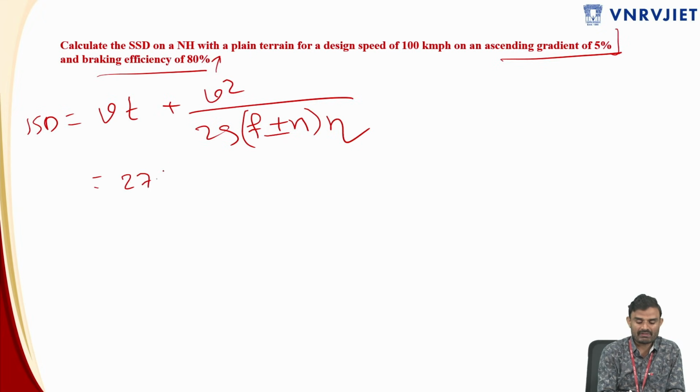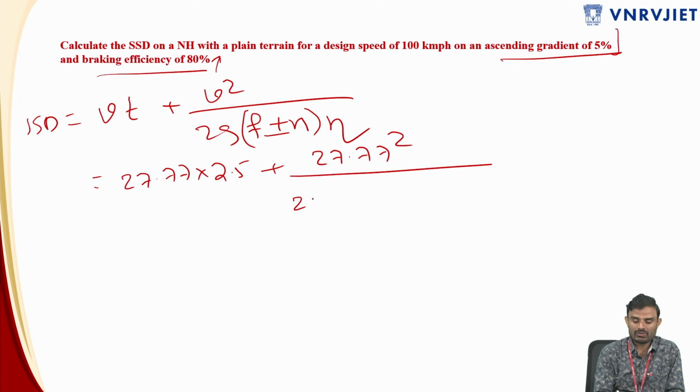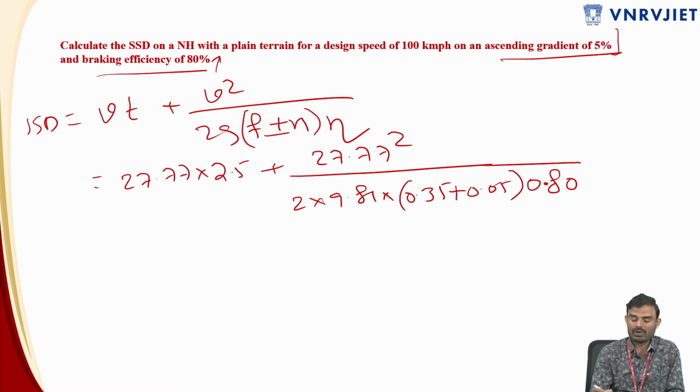So that is 27.77 into 2.5, plus V square, 27.77 whole square, divided by 2 into 9.81, multiplied by f, the same f value, 0.35. As it is an ascending gradient, it will be plus 0.05, whole multiplied by 0.8. This should be taken as 0.8. With that we get the value of stopping sight distance for the combination of both gradient and brake efficiency, which is nothing but 191.46 meters.